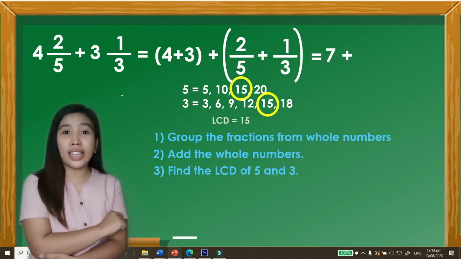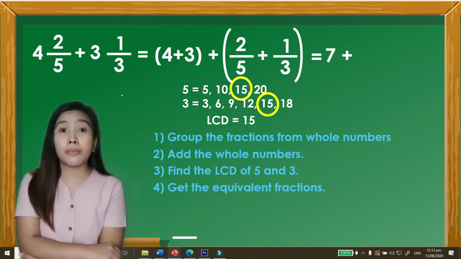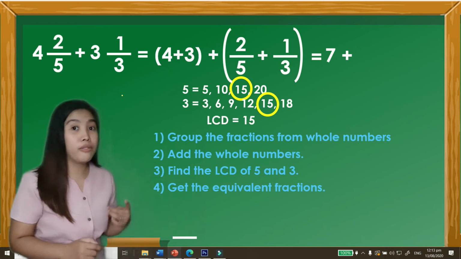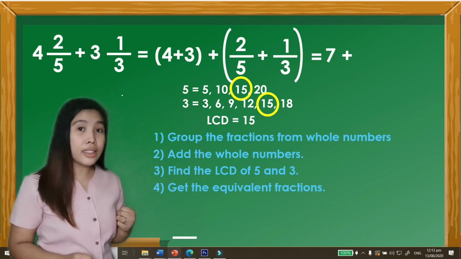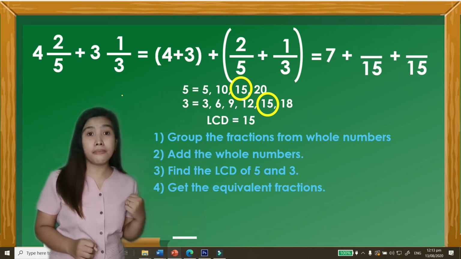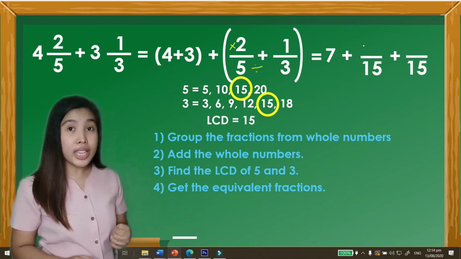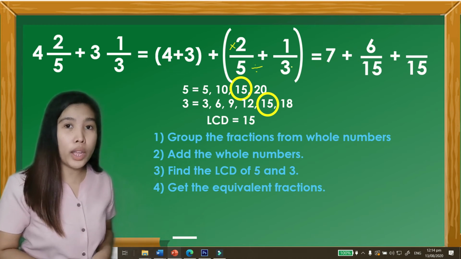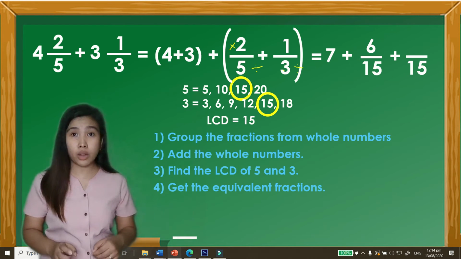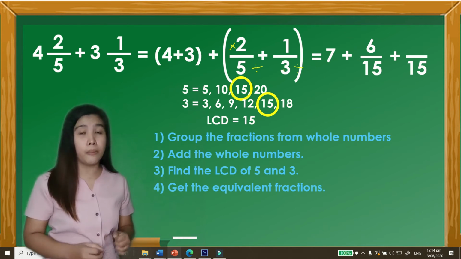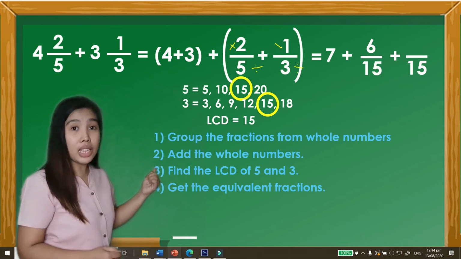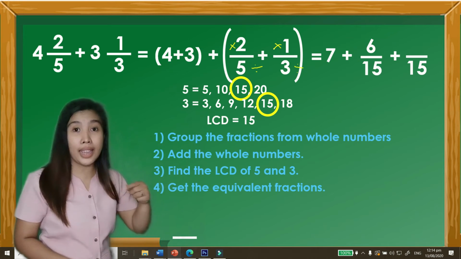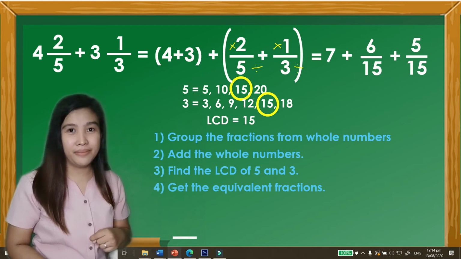So, after that, get the equivalent fractions of 2/5 and 1/3. We have 15. 15 divided by 5 is 3. 3 times 2 is 6. Okay, next, how about 1/3? What is the equivalent fraction of 1/3 having 15 as the denominator? 15 divided by 3 is 5. 5 times 1 is 5.